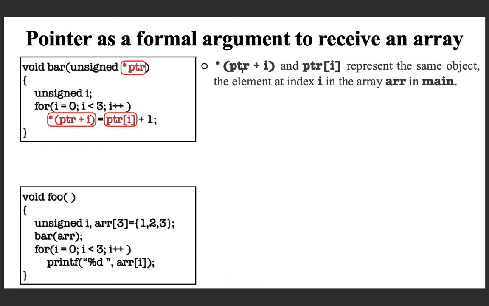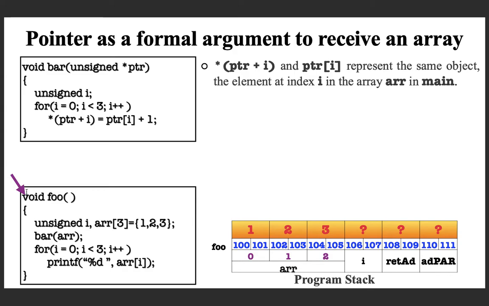So, this is what we already know. PTR plus I star and PTR I represent the same object, and in this particular case what it is representing is the element at index I in the array ARR, which is defined in main. Note that PTR is a local variable in bar which is getting the address of this array, and hence by using these notations, you are able to access the elements of this array. Let us see how you execute.